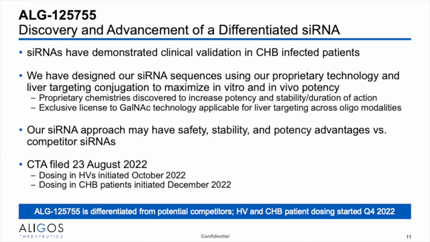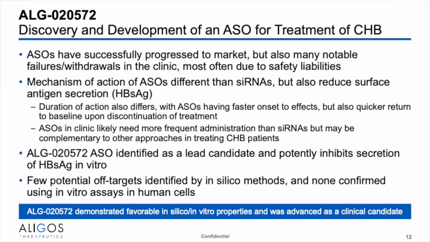So to summarize this portion, siRNAs have certainly demonstrated the clinical validation in HBV-infected patients. We designed our siRNA sequences using proprietary technology and have liver targeting to maximize both the in vitro and the in vivo potency. The proprietary chemistries actually increased the potency of the siRNA and the stability as well. We have an exclusive license to the GalNAc technology that is used to target into the liver.